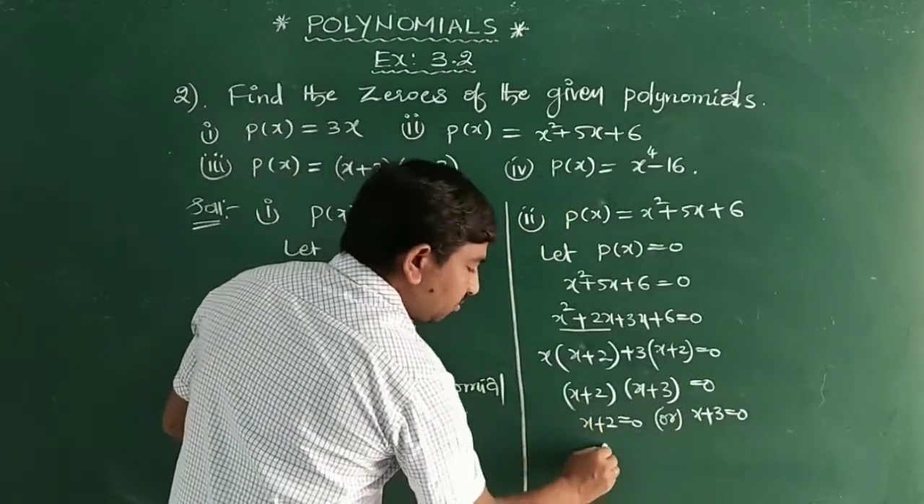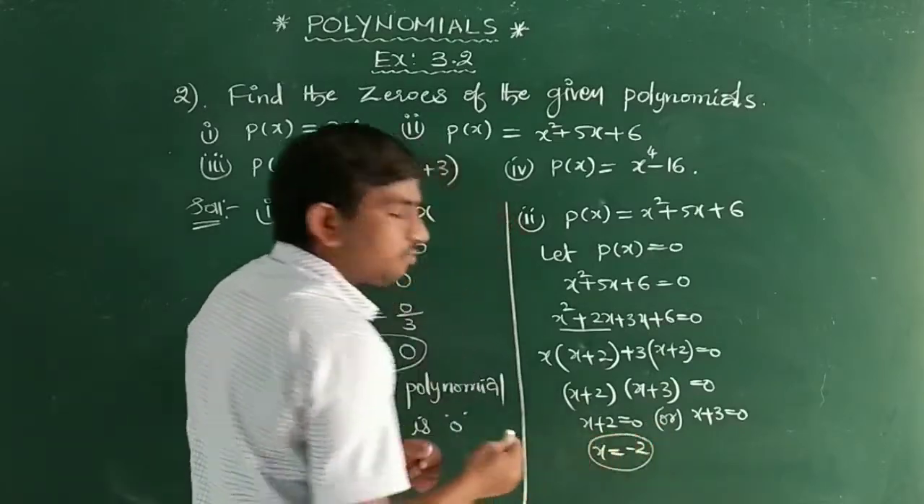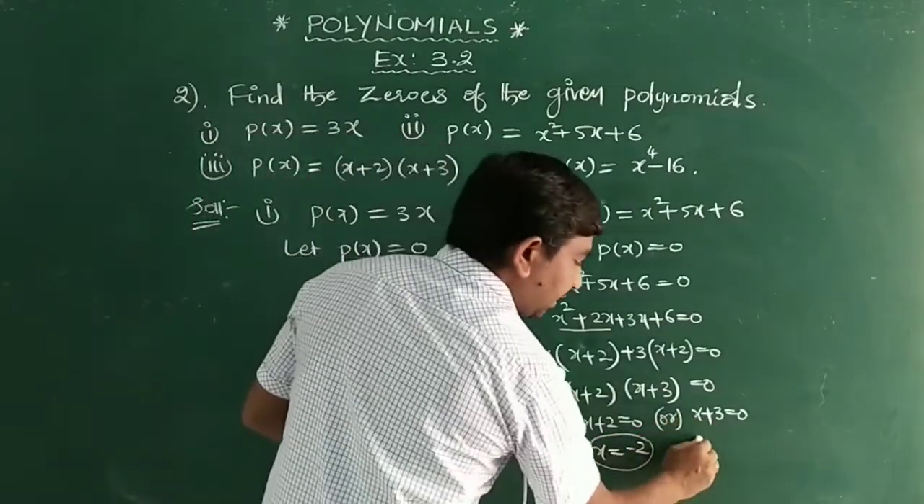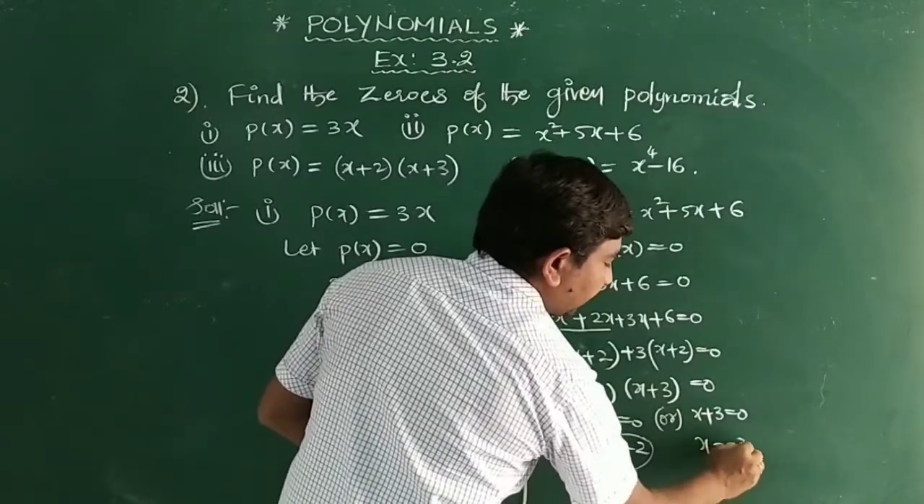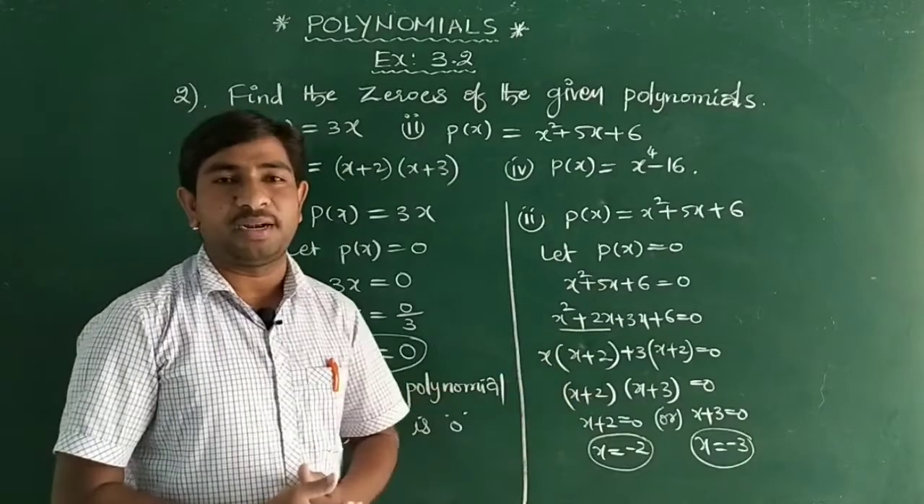Now x is equals to what? This 2 sent outside will become minus 2. This is one of the zeros of the polynomial. And here x is equals to, this 3 sent outside, and we will get minus 3. So this is also one of the zeros of the polynomial.